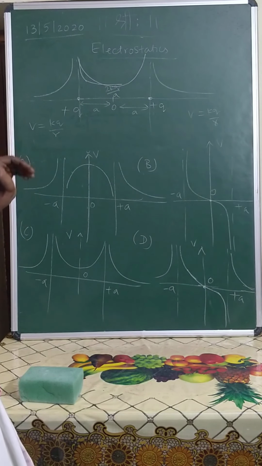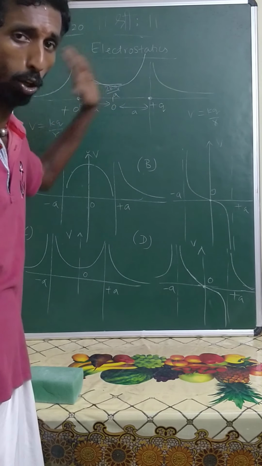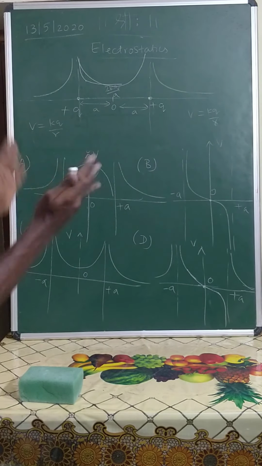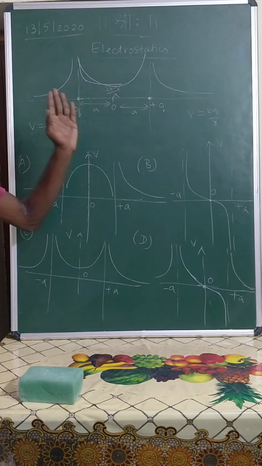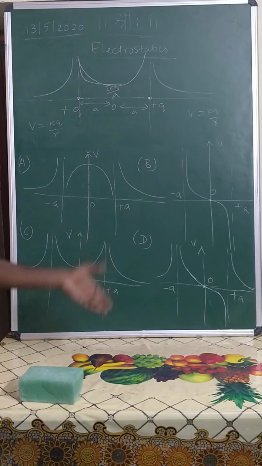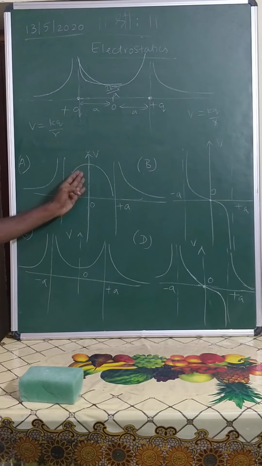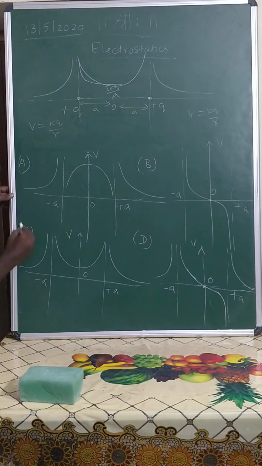It is 2q by 4 pi epsilon naught A, because this produces kq by A and that produces kq by A, both positive. So no zero potential. Out of the four graphs, one won't fit because potential won't be negative as both are positive charges. Another is also not fitting because potential becomes 0 very near to the charges. So option C is right.